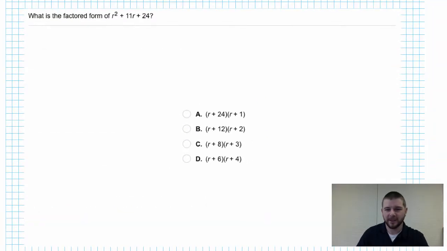And your first opportunity to show that you have got it. What is the factored form of r squared plus 11r plus 24? Work carefully and make your selection from the choices below.